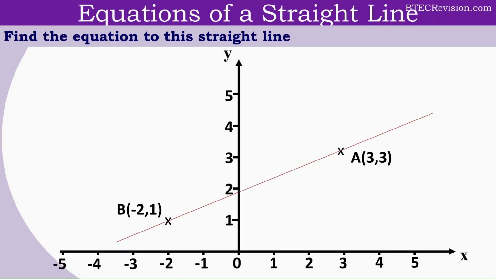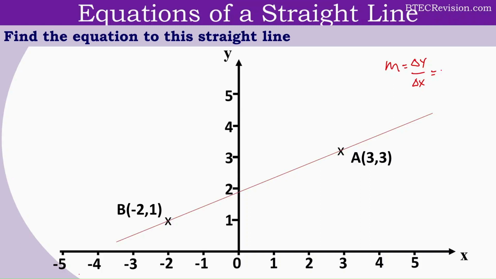We need to find the equation of a straight line using 2 points. What do you think we need to do? Okay, pause the video and have a think. You remember from GCSEs, firstly, we can find the gradient. The gradient, m, is equal to the change in y divided by the change in x.